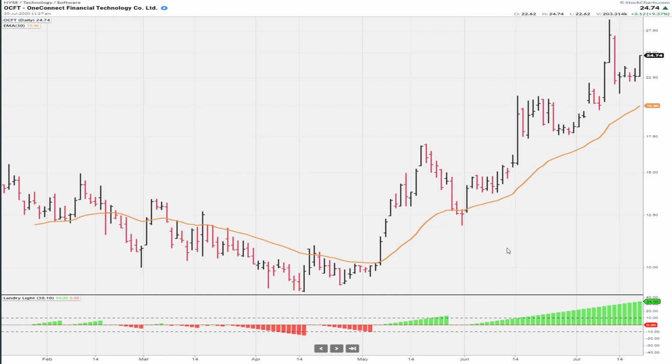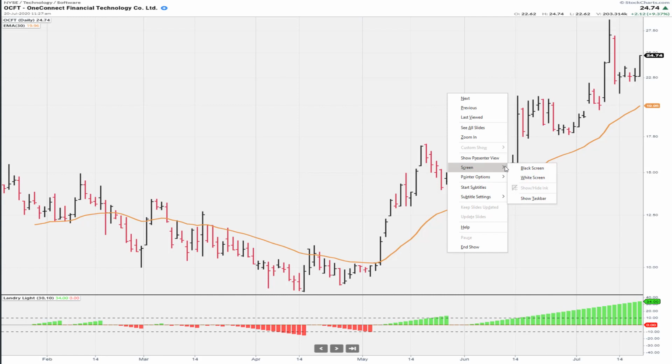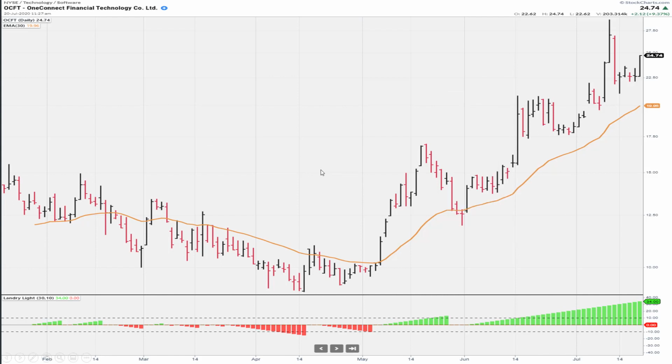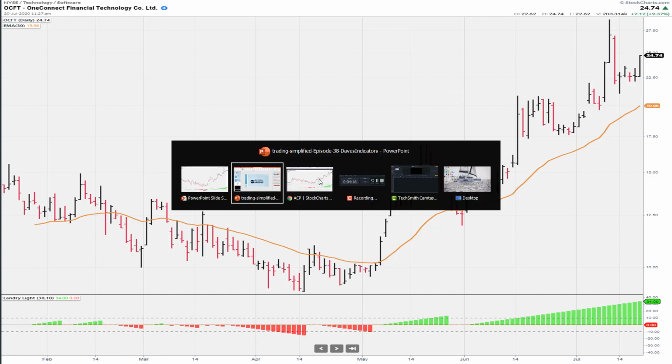Now, again, I don't actually trade directly off of Landry Light pullbacks. What I do is I'll just go in and kind of eyeball the pullback. But I've found that if I could somehow quantify things a little bit, it seems to help people to see what's happening. And if you're newer to trading, it might be a good idea to use something like this, like Landry Light pullbacks, to help show you where to get into charts.